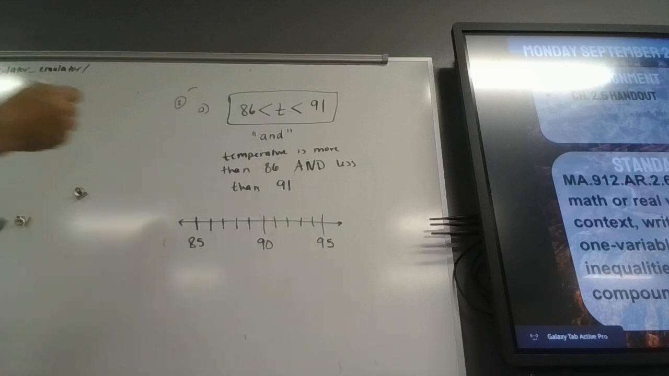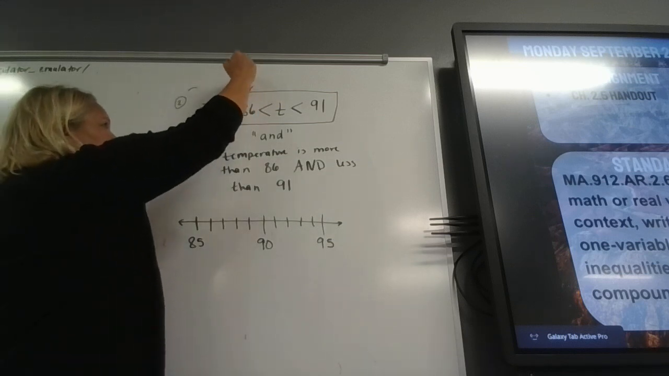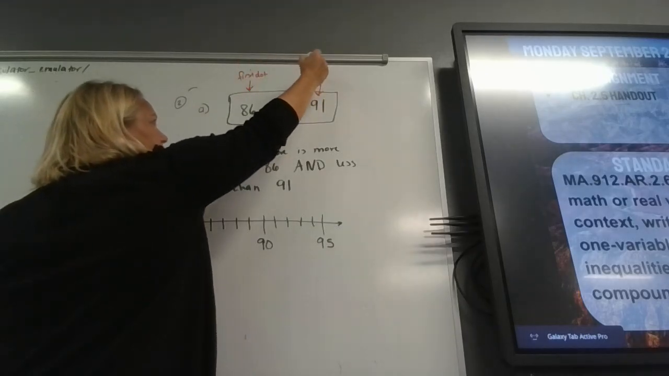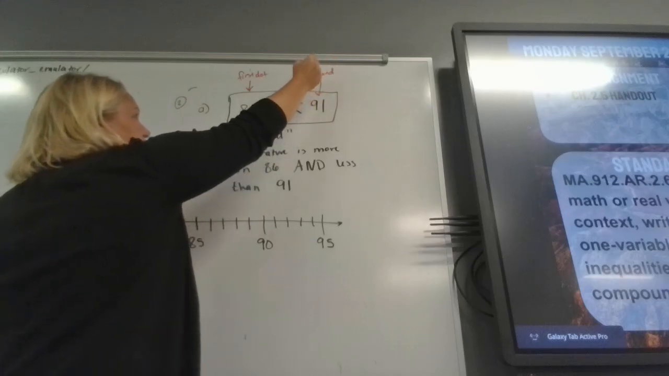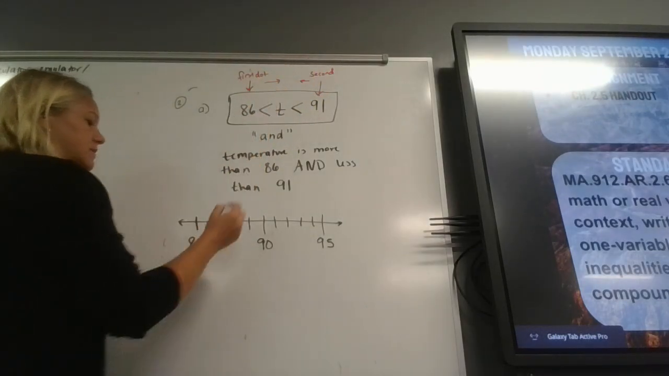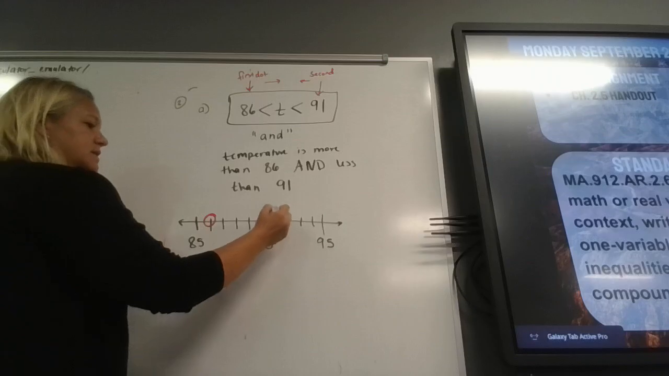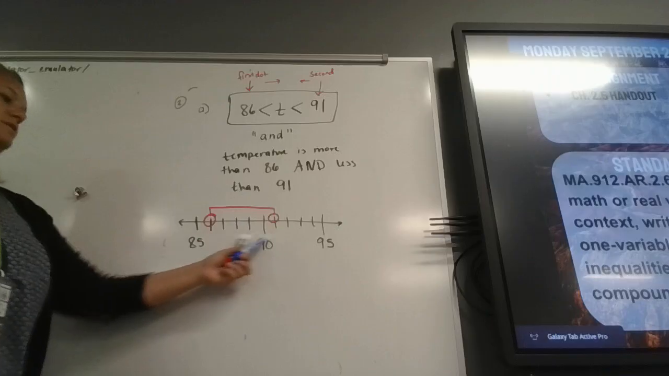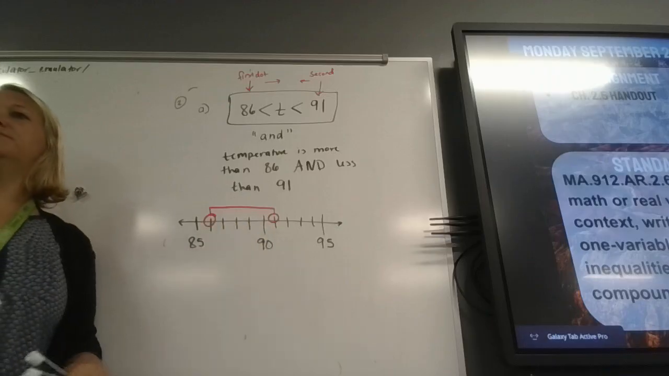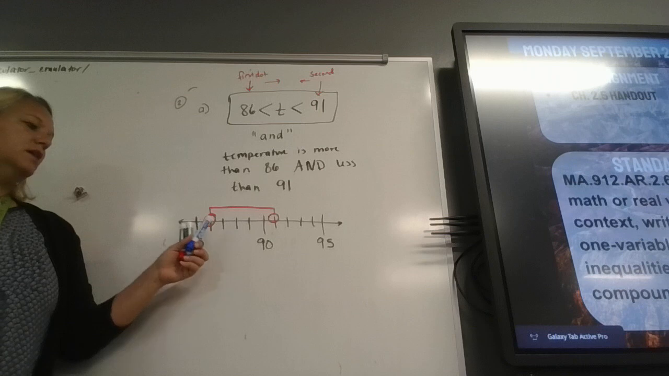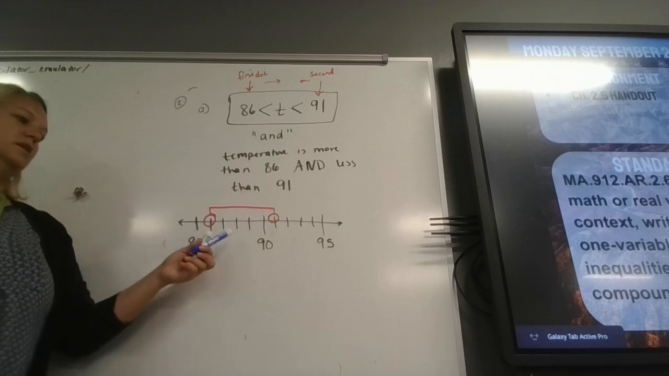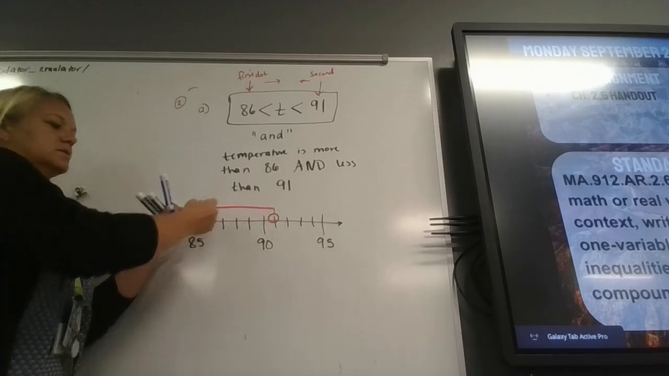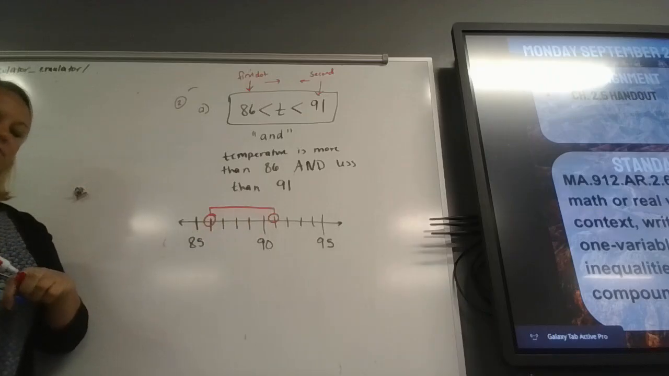And this is a little preview into today's work. So this is the first dot, and this is the second, and they're going to meet in the middle. So here's 86 and here's 91. So this is what it looks like. All of the temperatures that are between 86 and 91 fall within this range. And that includes like 86.5, 90.3. When you show it on a number line, it means you understand that it's a continuous interval between 86 and 91.